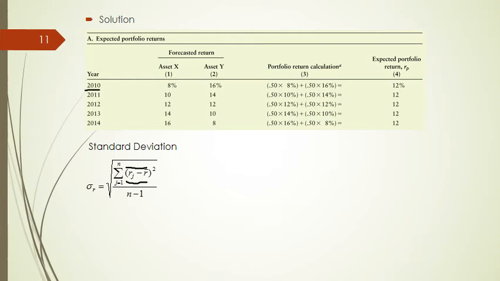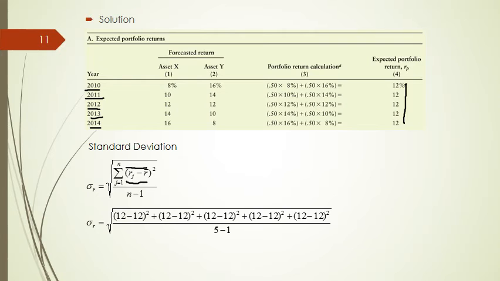For 2010, the return we observe on the portfolio is 12%. For 2011, it is 12%. For 2012, it is also 12%. And for 2013 and 2014, it is also 12%. So all the returns that we observe are 12% for each of the years, and our expected return also happens to be 12%. So we'll have a very interesting outcome for this question specifically.